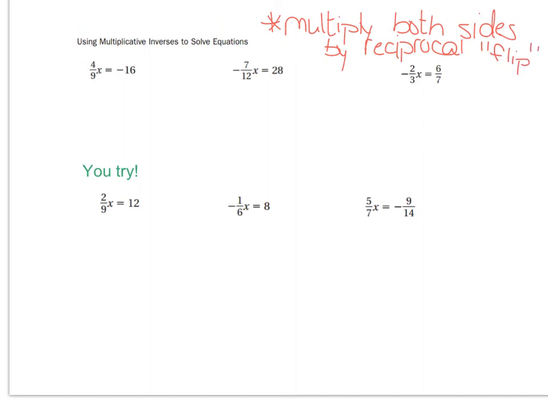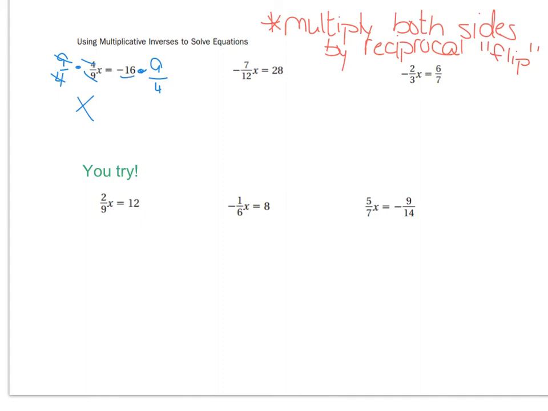So we're going to multiply this side. We're going to flip that fraction, and we're going to multiply this side by 9/4 and this side by 9/4. You show it out to the side, and you multiply both sides by the reciprocal. Here's why we do this. Look what happens. Those 9s cancel, those 4s cancel, and I'm left with x, which was my goal, right? I wanted to isolate that variable.